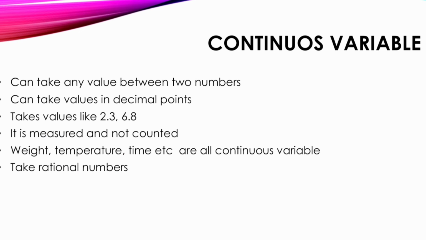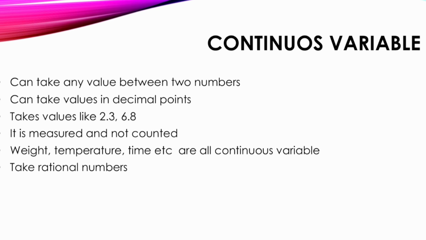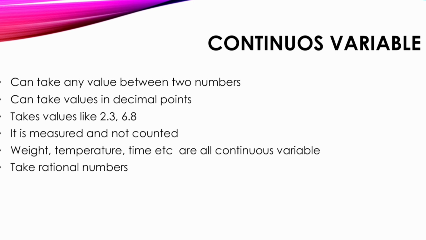And the next type of variable is a continuous variable. A continuous variable can take any value between two numbers. That is, those phenomena which can assume different values, even with decimal points, are called continuous variables. It takes values like 2.3, 5.6, etc. And these are actually measured and not counted. Examples are weight, temperature, time, etc.